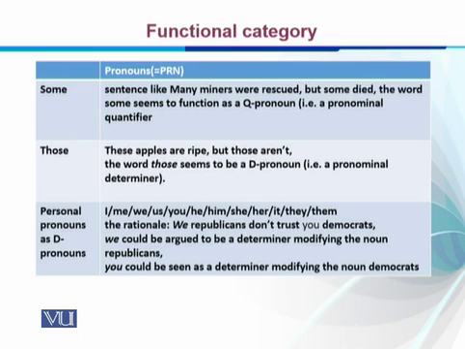Pronoun some. Similarly, look at a sentence like, many miners were rescued but some died. So some replaces the word miners, right? The word some seems to function as a Q pronoun, a quantifier pronoun, or pronominal quantifier. Similarly, we have those: these apples are ripe, but those aren't. So the word those seems to be a determiner pronoun, a pronominal determiner. It has the function of a determiner in this sentence.